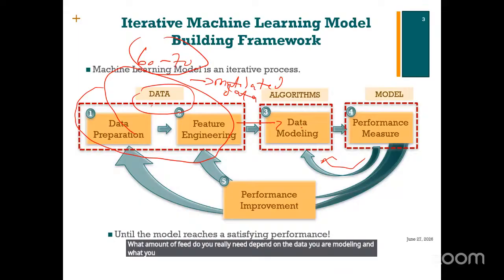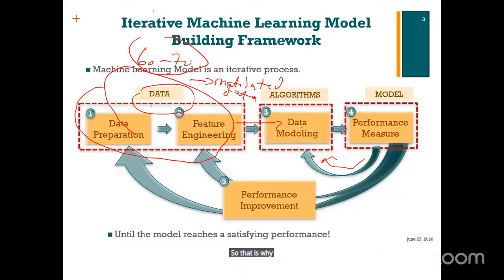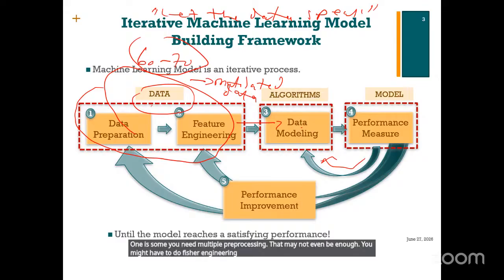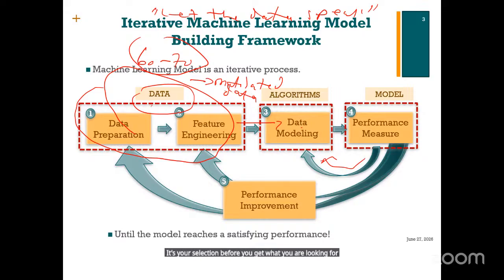So that is why we always emphasize the need to use the principle of let the data speak. So when you do that, we have cases whereby the original data set will be the one that will speak for you. You don't even need to do pre-processing. The data is okay from the beginning. And in some cases, you need one or two preprocessing steps. Some you need multiple preprocessing. That may not even be enough. You might have to do feature engineering, feature selection before you get what you are looking for. So it depends on the problem you are solving.